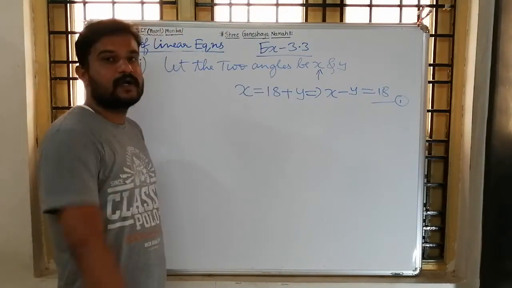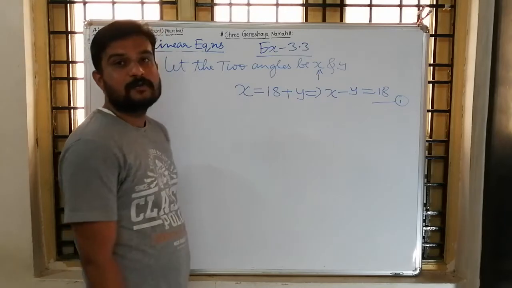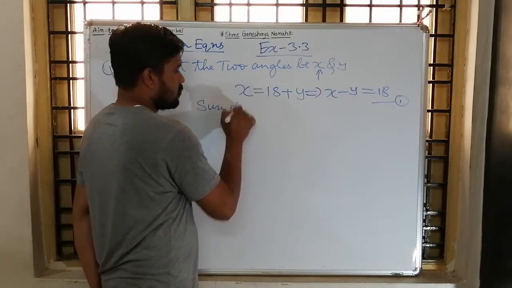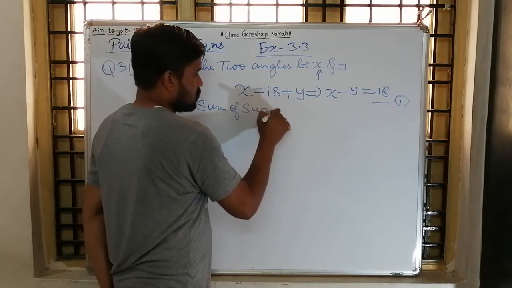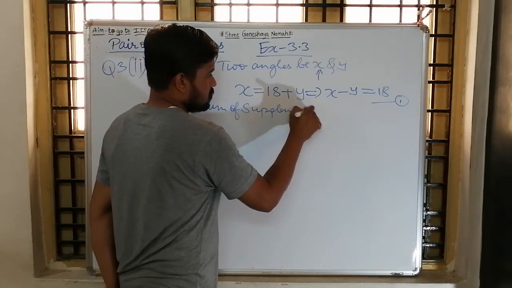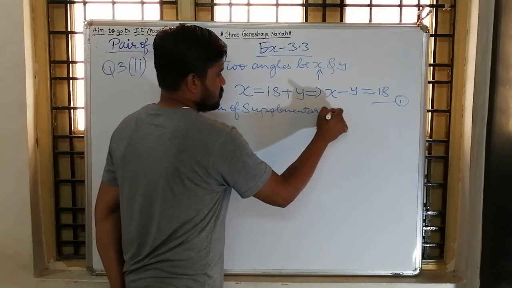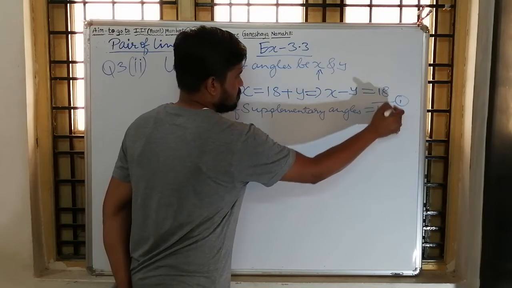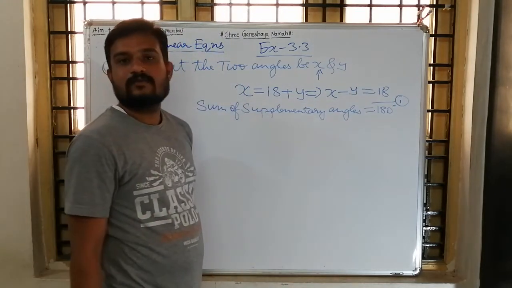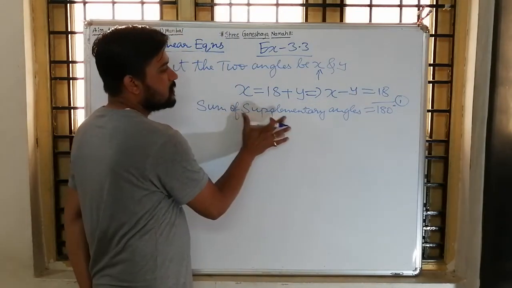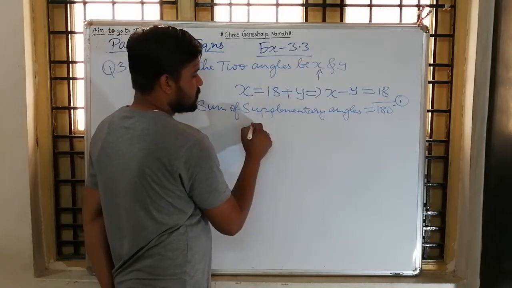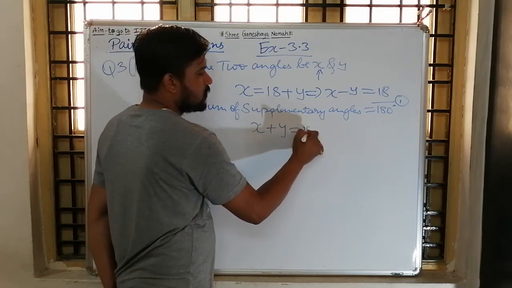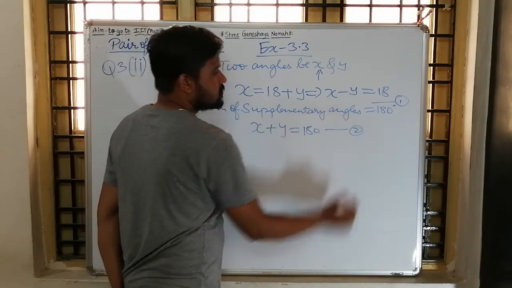Aur aap logon ko ek condition pata hai. Sum of supplementary angles is 180 degree. Now, sum of supplementary angles means two supplementary angles are there, x and y. Their sum is equal to 180. So, this is your second equation.